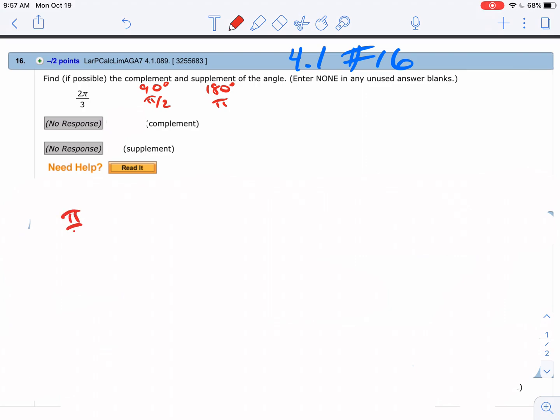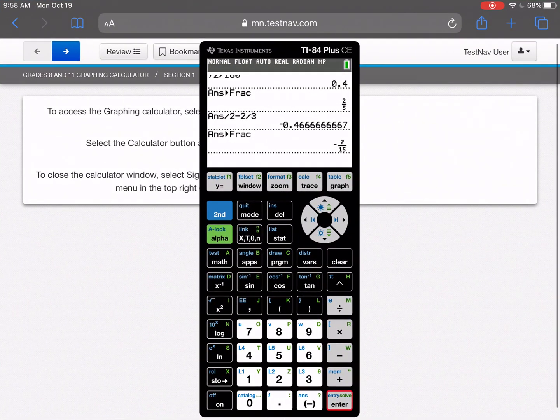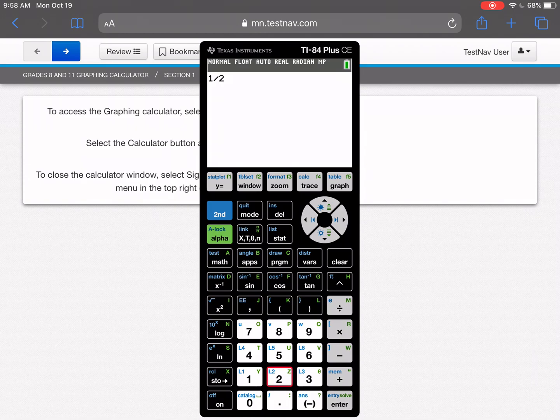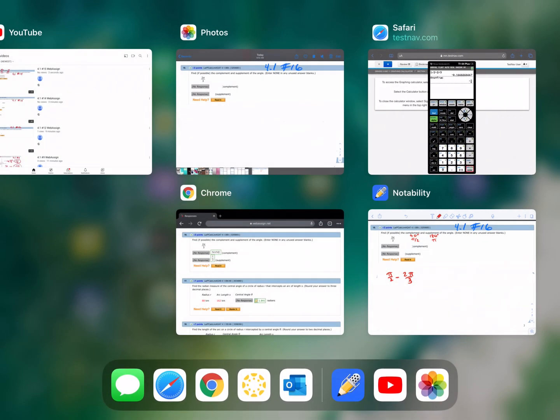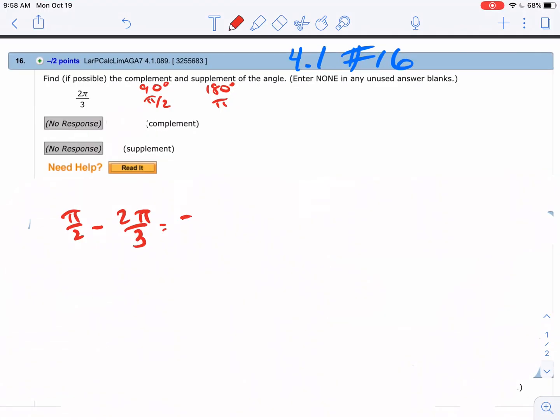So I'm going to take pi over 2, which is 90, minus my angle. Now in this case, it might be easier just to use the calculator instead of working on a common denominator, which many of you probably know how to do. But if I go to my calculator, I can take 1 divided by 2, and I can subtract the 2 divided by 3. Remember, on the calculator, don't put pi on the calculator, just the numbers. And then I'm going to hit math, enter, enter, and I get negative 1 over 6. So if I come back over here, I'm going to have negative 1 over 6, and I can put pi there. So essentially it's negative pi over 6.